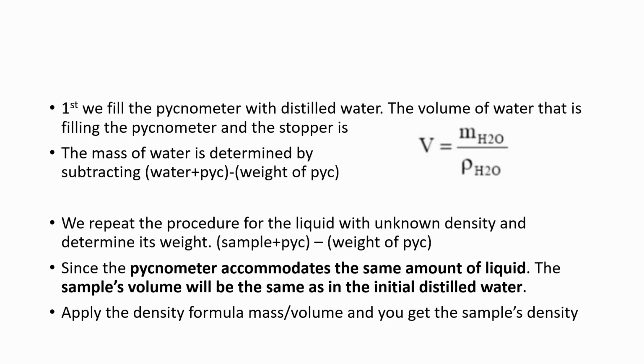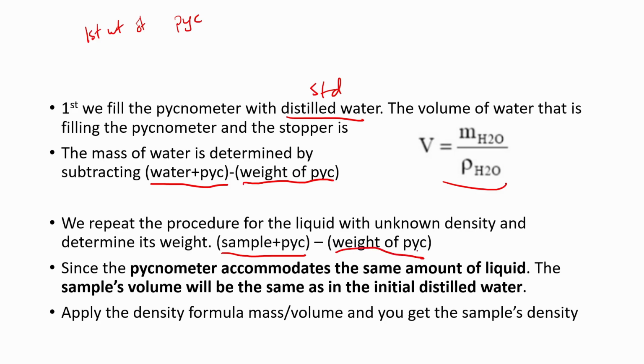Okay, so the order of doing a picnometer measurement is first you get the weight of the picnometer. Once you have the weight of the picnometer, you're going to fill it with your distilled water or any standard liquid. And the volume of water that is filling the picnometer is this one. However, you can get it, but it's not actually being used in the formula. So the mass of the water is determined by subtracting the weight of the water plus picnometer minus the weight of the picnometer itself. We repeat the procedure for the liquid with an unknown density and determine its weight using sample plus picnometer minus weight of picnometer.